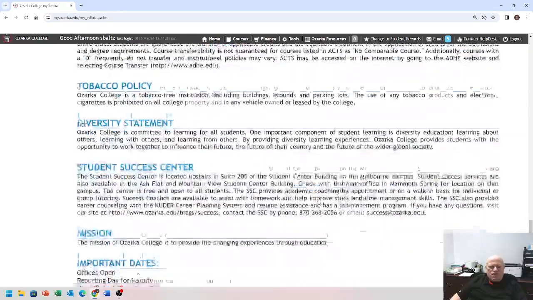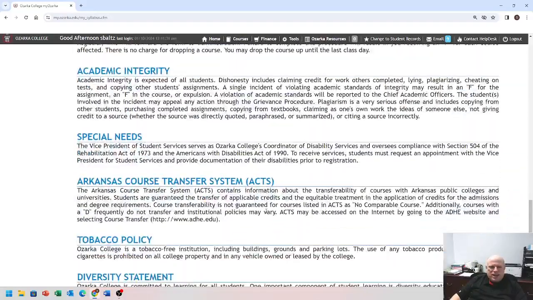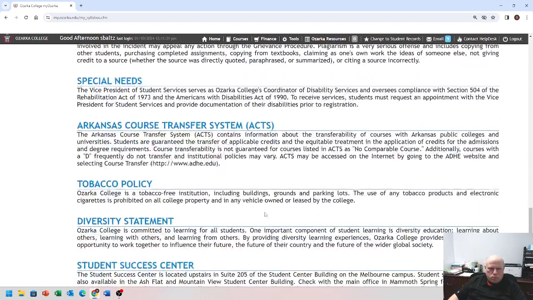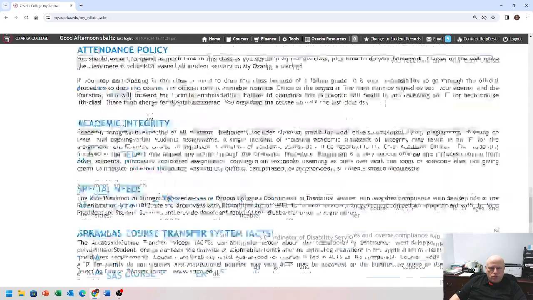And the last few items on the syllabus are just basic items that should be self-explanatory. So I'm not going to read that to you. You can look through that. Let me know if you have any questions. It's going to be the same standard items that you see on every syllabus for every one of your courses. So just read through the rest of that.